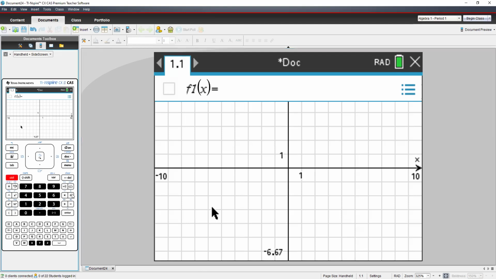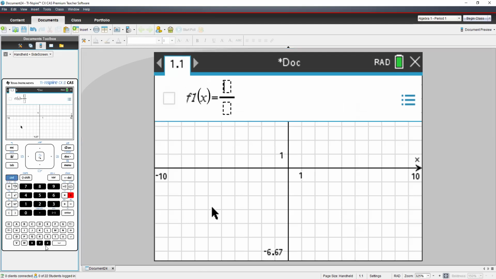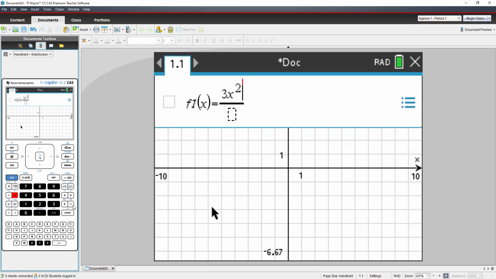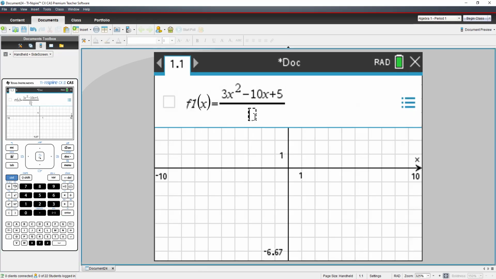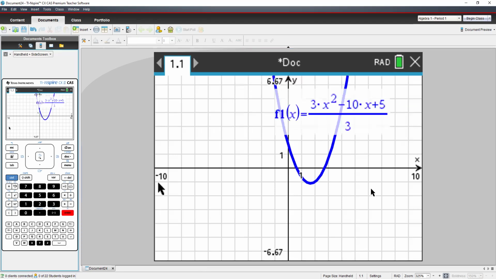I'm going to make this a stack fraction, and then I'm going to put in 3x squared minus 10x plus 5. All right, so that is what you put in. Whoops, this is supposed to be a 3 down here, because we want to divide by the leading coefficient, because we want our graph to have a leading coefficient of 1. So now all I'm going to do is press enter. Now here is my answer right here. I just need the minimum.